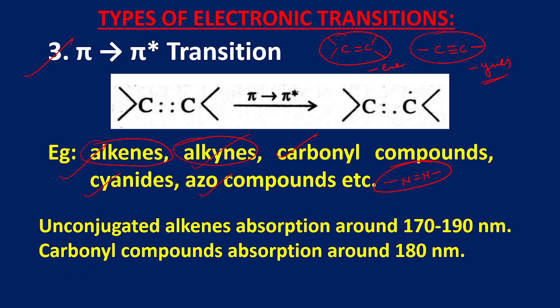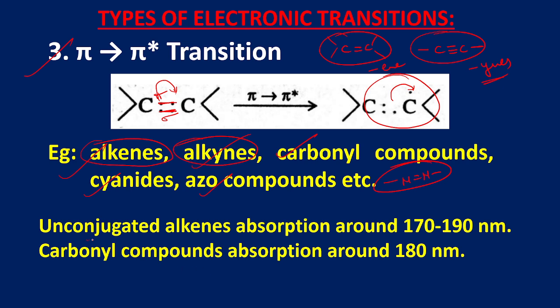See, this is a pi bond. This is a pi bond. It is a sigma bond, of course. It is a sigma bond. It is a pi bond. So the electron in this pi bond will get excited to the pi star energy level. That's why it is called the pi to pi star transition.